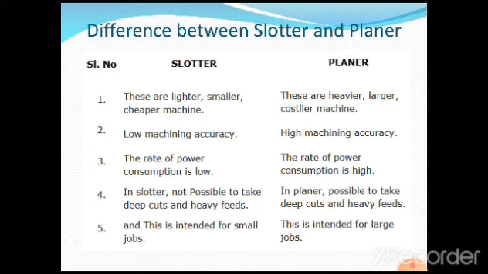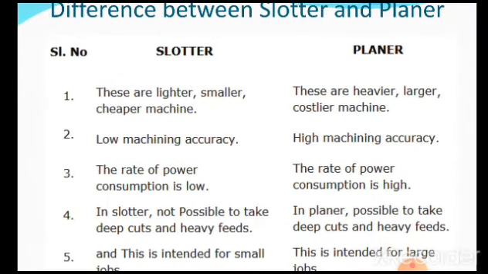We are going to compare efficiency, the movement of the cutting tool or workpiece, and so on. We have made two columns: the first column represents the slotter and the second the planer. In the case of a slotter, as the name suggests, these are lighter, smaller, cheaper machines. But a planer is a big machine; these are heavier, larger and costlier machines compared to the slotter.